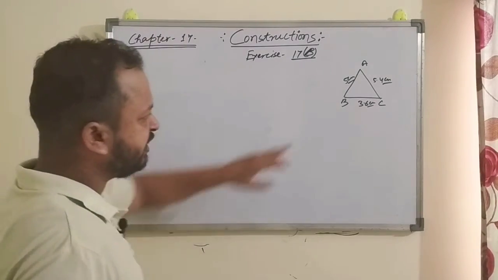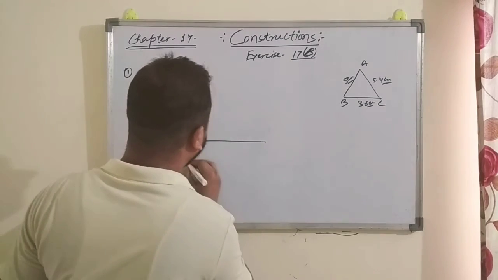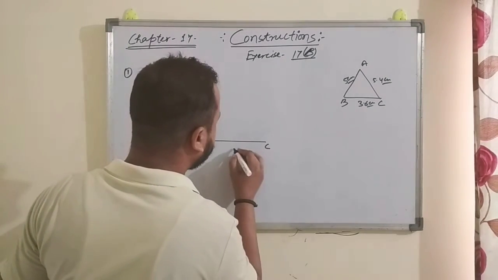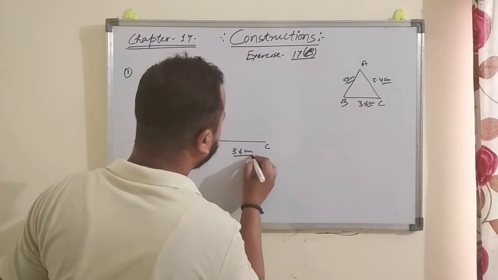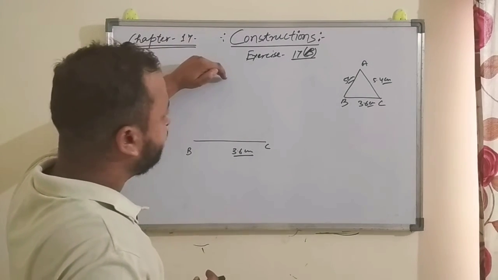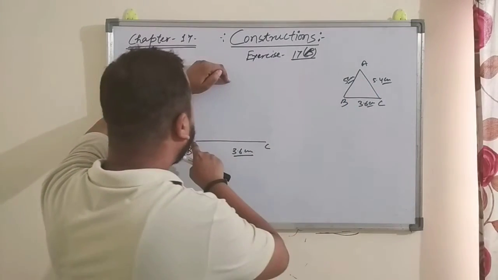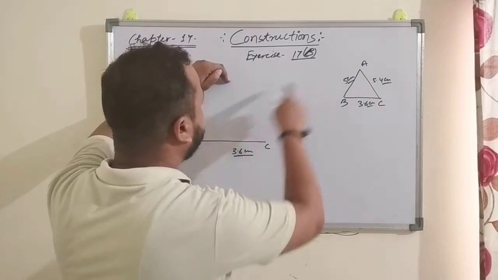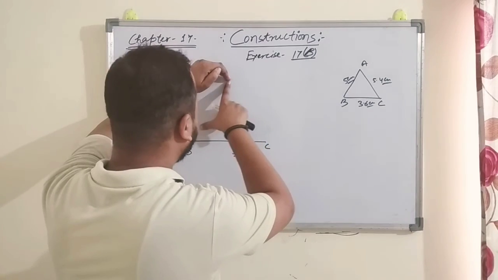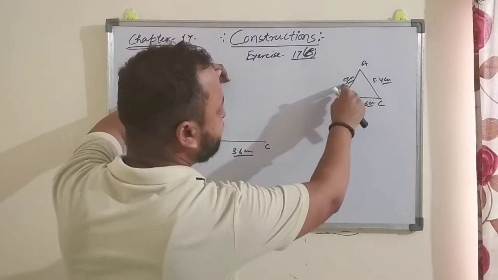So now for constructing this, what you have to do, just first draw the line. Suppose this is BC and this is 3.6 centimeter. Now here we get the point A, right? So if we take B as a center, we'll get here point A. So here we get the length AB. So length of AB is given as 5 centimeters.